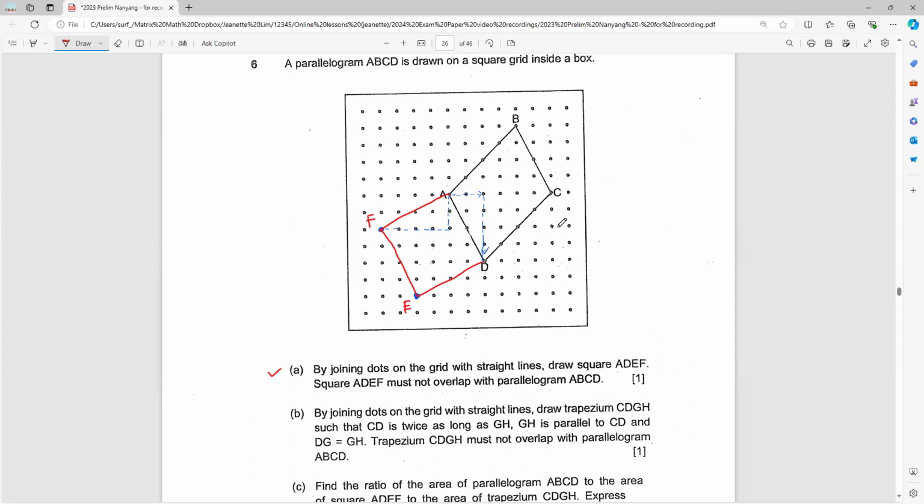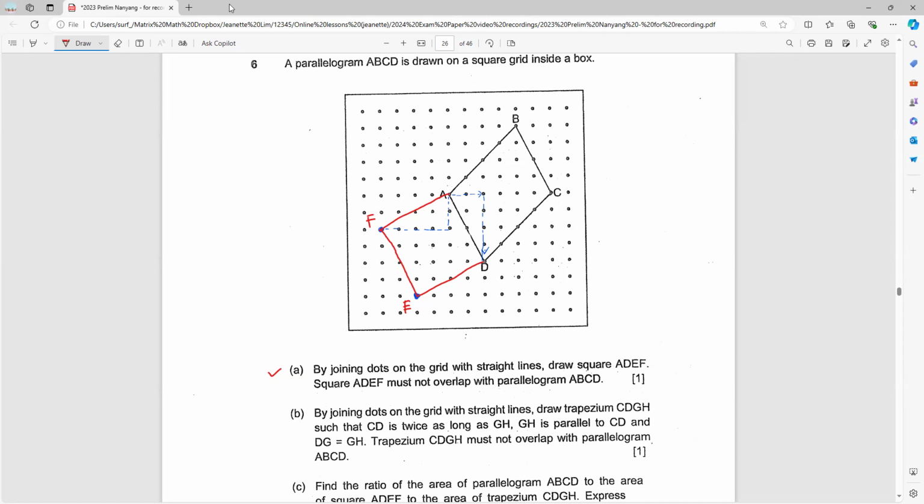Okay, trapezium CDGH. So we have CD, we need to find out where GH is. CD is twice of GH. GH is parallel to CD and DG equals GH. Trapezium CDGH must not overlap with the parallelogram. So first, GH is parallel to CD. CD is here. GH will have to be in the same direction. It can be here, it can be here, it can be here, but you know what I mean, right? So it has to be parallel to CD.